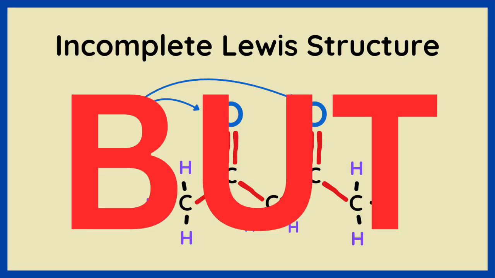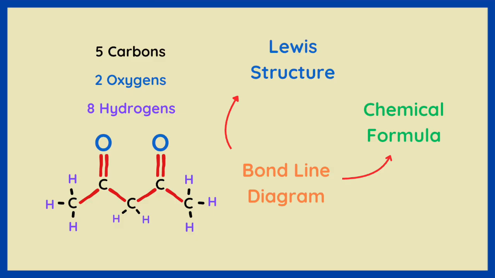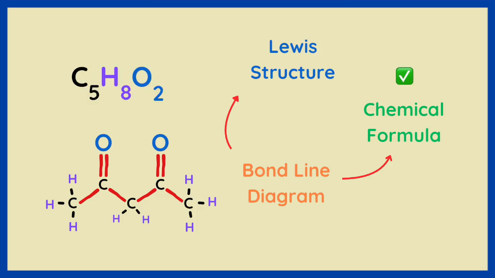But here's the thing. We actually don't need to finish this Lewis structure. Remember, we just have to find either the Lewis structure or chemical formula from our bond line diagram to calculate the number of valence electrons. And to this point, we've already revealed all the elements and relative number of each. We've got 5 carbons, 2 oxygens, and 8 hydrogens. In other words, our chemical formula for this molecule is C5H8O2. And as I said, that's enough information to find the number of valence electrons.